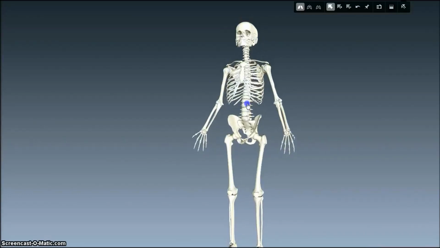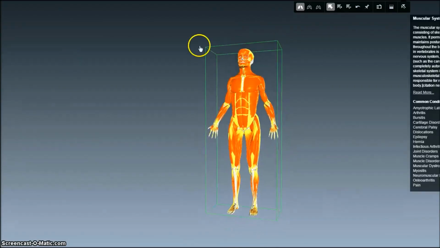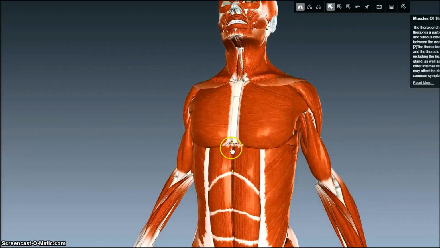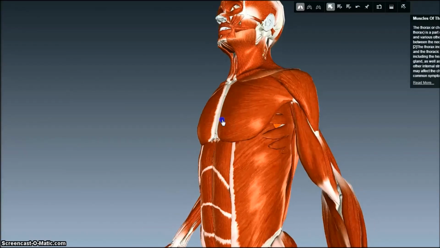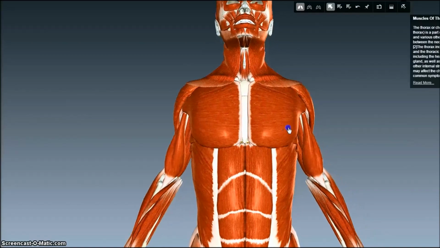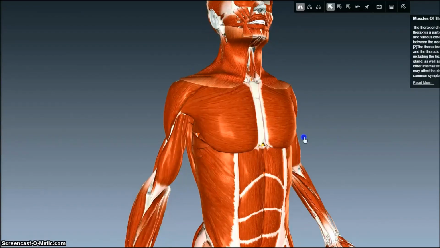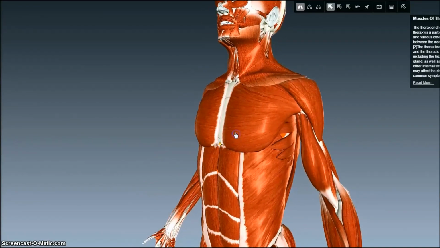But we're going to do something a little different here. I'm going to look at the muscular system so that we can look at the breathing muscles, and we want to look at the muscles of the thorax. Okay, so here we are with the thorax, but we really can't see the muscles that deal with breathing. So what I'm going to do is bring the toolbar up, it's like a pen, and you click on it and you get this toolbar, and dissect is right here.